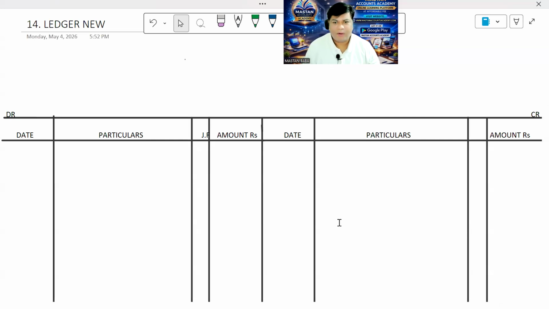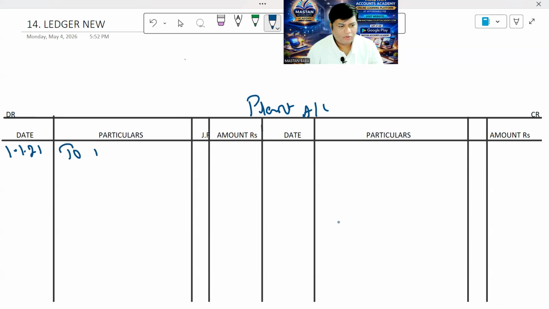So the heading is plant account. Heading is plant account. Plant account format we already have. So the date is 1/1/2021, to bank account. To bank account, the first machinery value, dear students, is 3 lakhs. And they are following the calendar year, so 31st December 21.